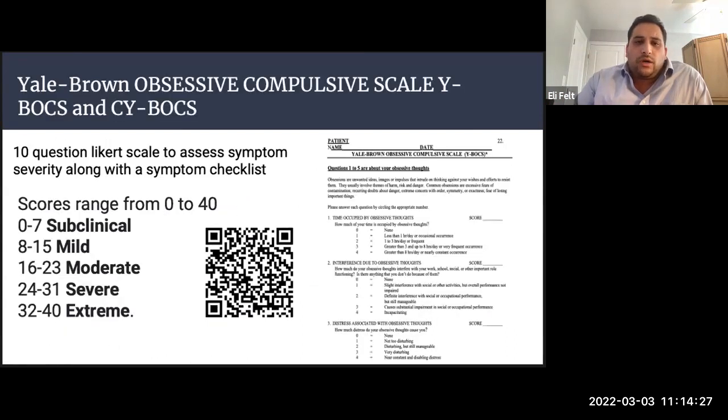This is a QR code, by the way, for the Y-BOCS, which I believe is an awesome way of assessing symptom severity. If you want to just use your phone and click on that QR code, you're welcome to. Basically, the Y-BOCS is a Likert scale that assesses symptom severity, and at the end of it there's also a symptom checklist. The symptom checklist is very helpful because a lot of times when you say, tell me about your OCD, the patient will forget. The patient will not remember that they used to have this symptom.